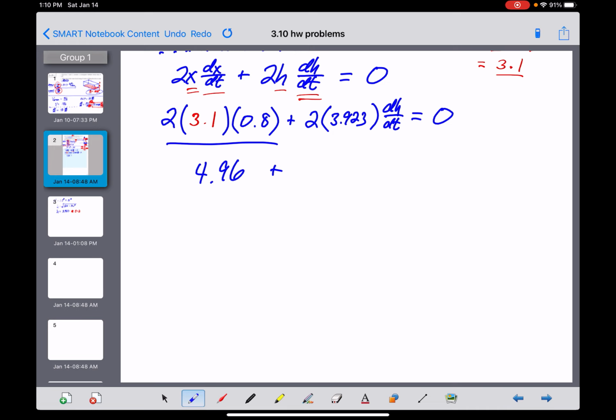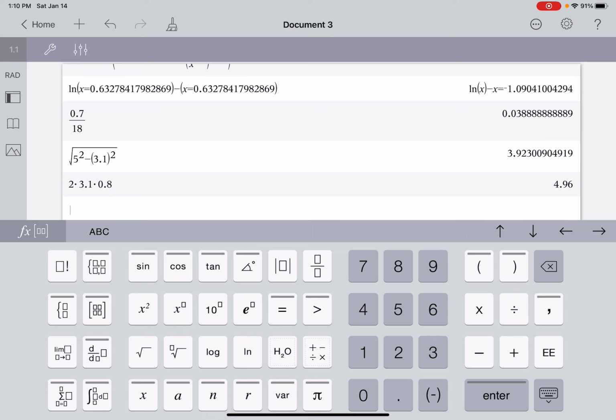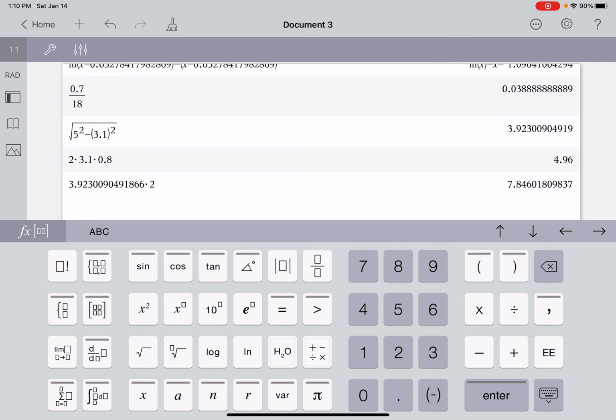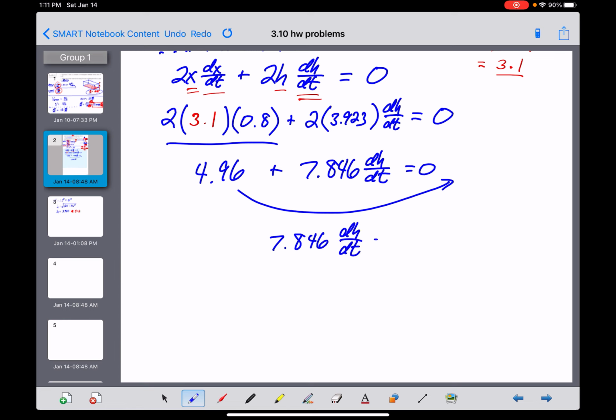All right, so 4.96, and then plus, I'll go ahead and multiply that ugly decimal, 3.923, by 2. But remember, guys, we're never going to manually type in a rounded decimal. I'm going to hit my up arrow a couple times and then do enter, and we'll multiply that by 2. All right, and now we have a very accurate answer of 7.846. And we'll put a dh/dt at the end of all that is equal to 0. Let's bring this positive term over to the other side. So 7.846 dh/dt is going to equal negative 4.96.